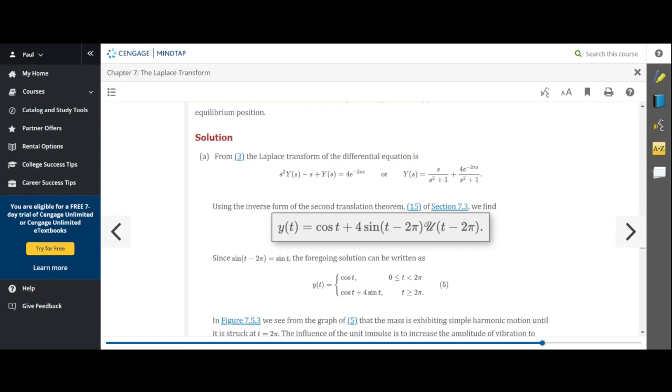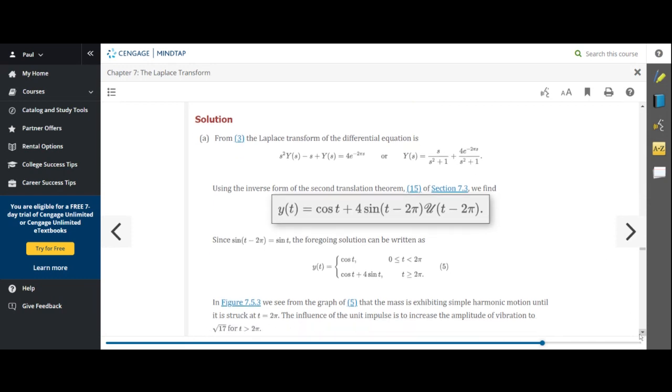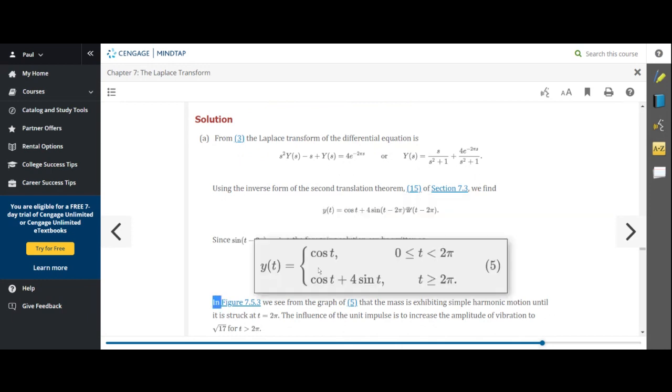based on what y of t is, the unit step function will equal 0 when t is between 0 and 2 pi, and it will equal 1 when t is greater than 2 pi. And so this will be your actual solution. If you were to write it out, that would be your actual solution. And I think we'll focus just on part A from this problem. That'll be enough, so you get the general idea.